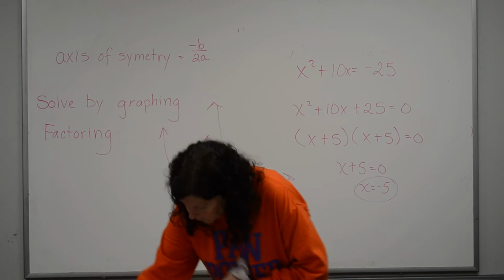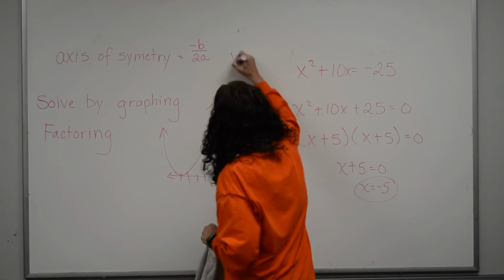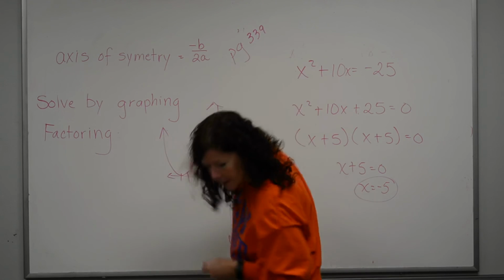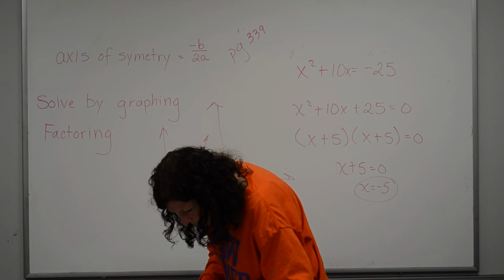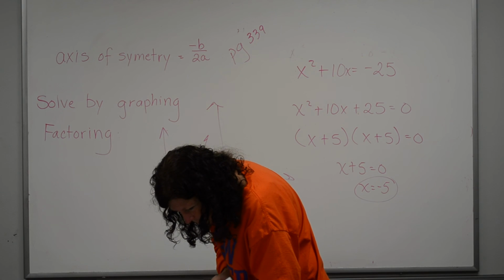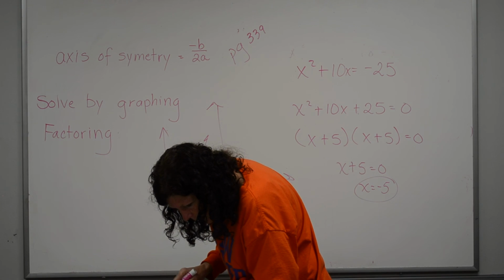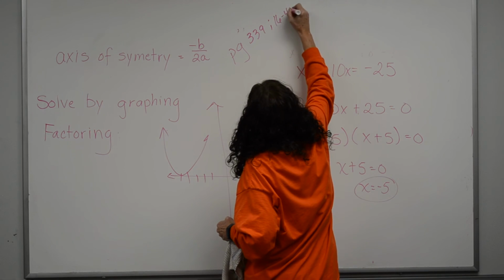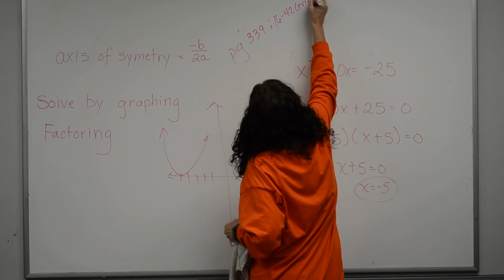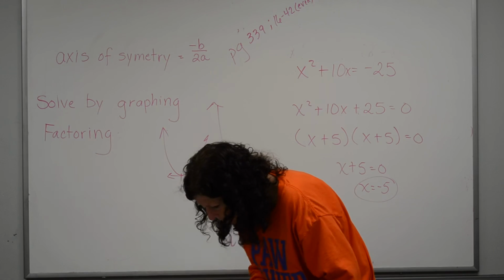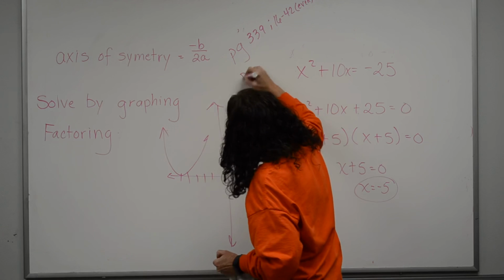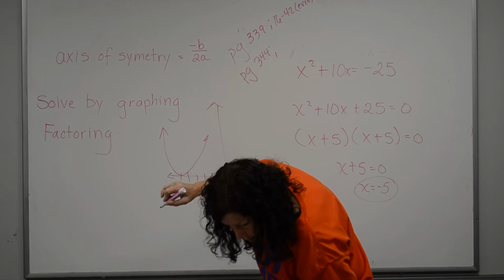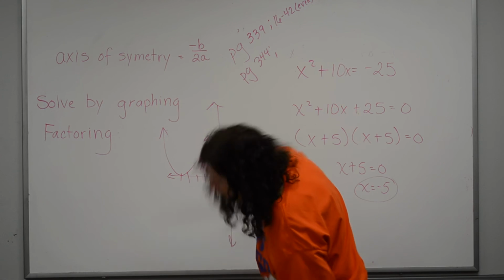Okay, so right now, what I want you to do is page 339. I want you to do 16 through 42 even. And I want you to do page 344, 12 through 34 even.